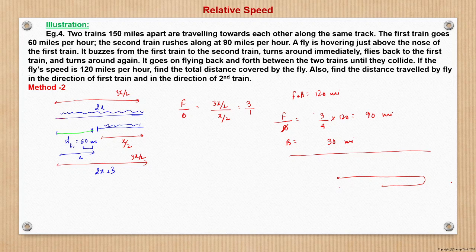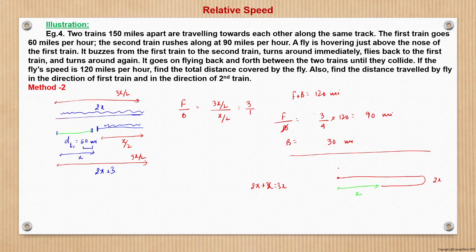And in the meanwhile the train will cover this much distance, right? So let this distance be x. In the same time the train has covered this x distance, the fly will cover the 2x distance. So the distance in red will be what? 2x, right? 2x. So total distance becomes what? 2x plus x is 3x.